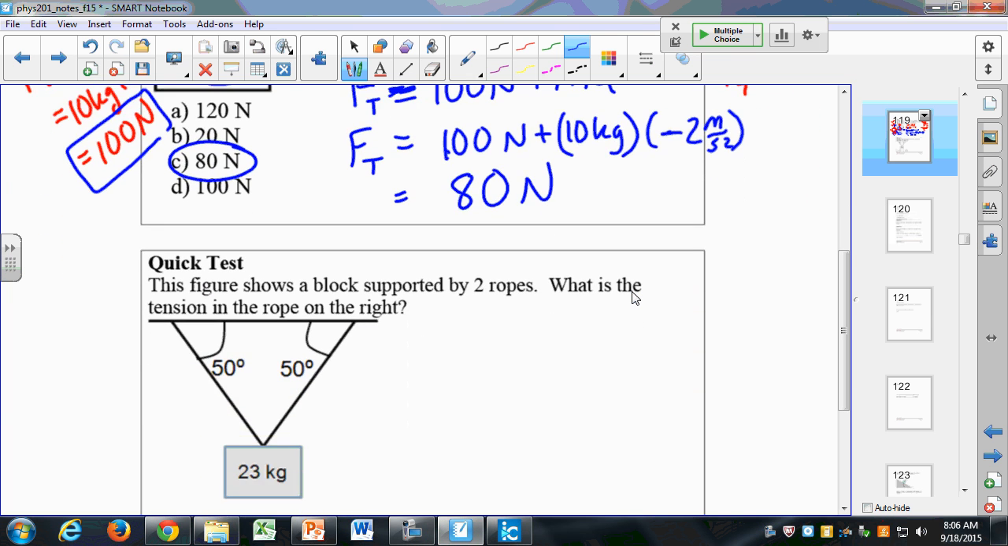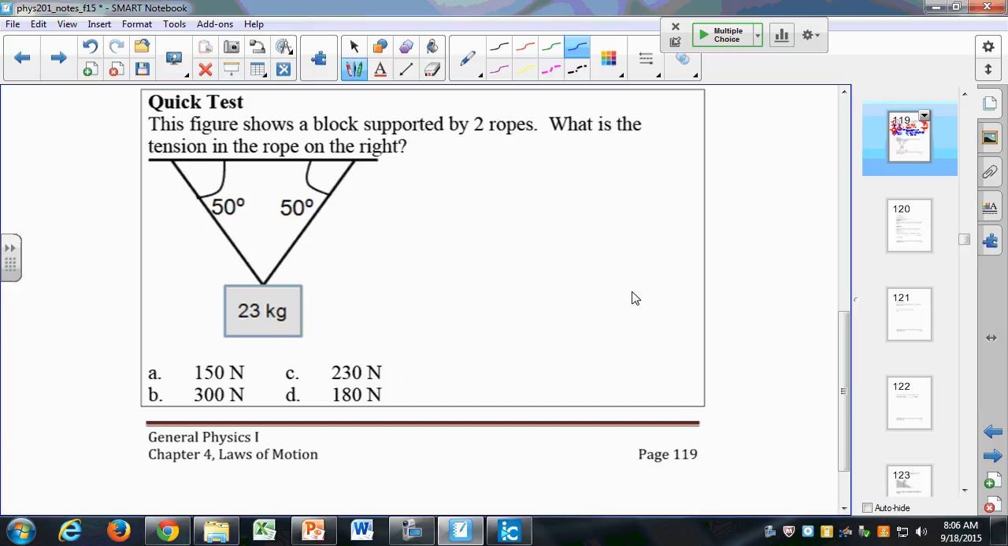Let's try this one. This one's a 2D problem. Here, you have an object that's supported by ropes, and I want to know what is the tension in the rope on the right. So you're going to follow the same procedure here. You'll label all your forces. In this case, how many forces do we have? I have 3 forces, and then you'll draw them onto the figure.